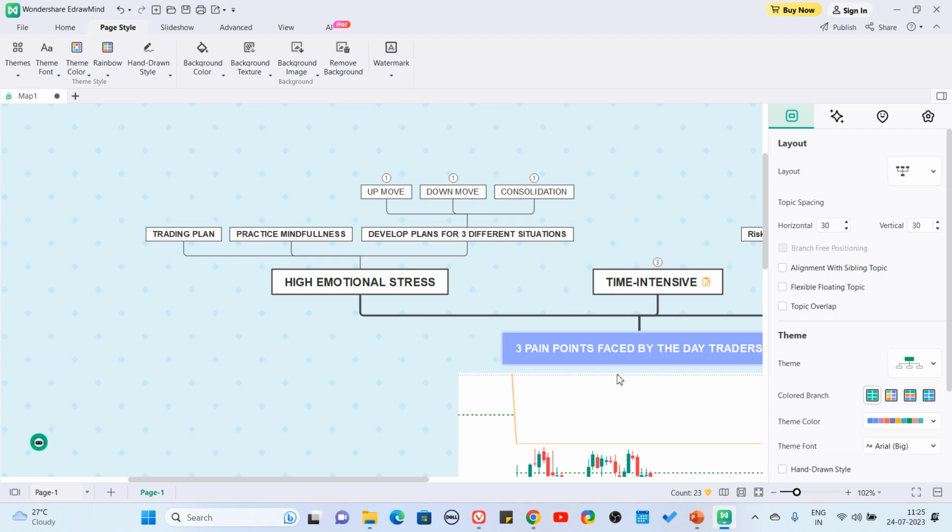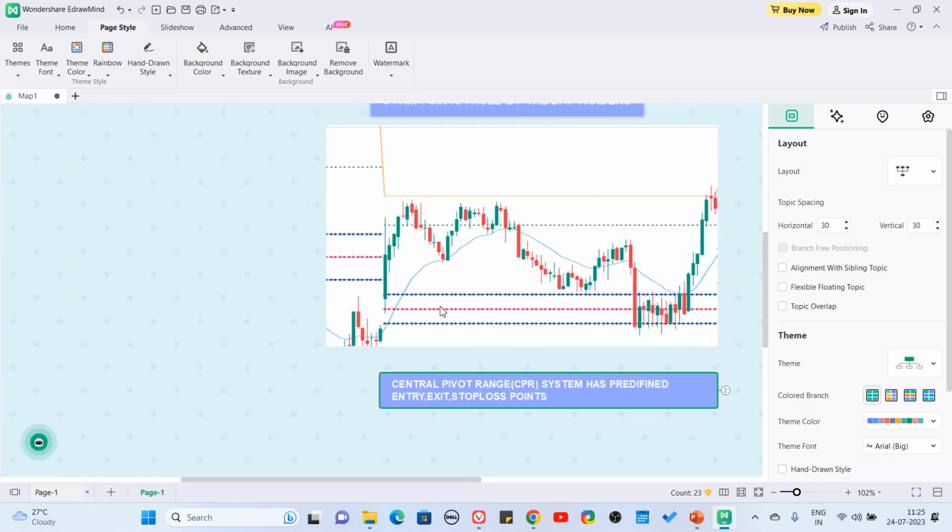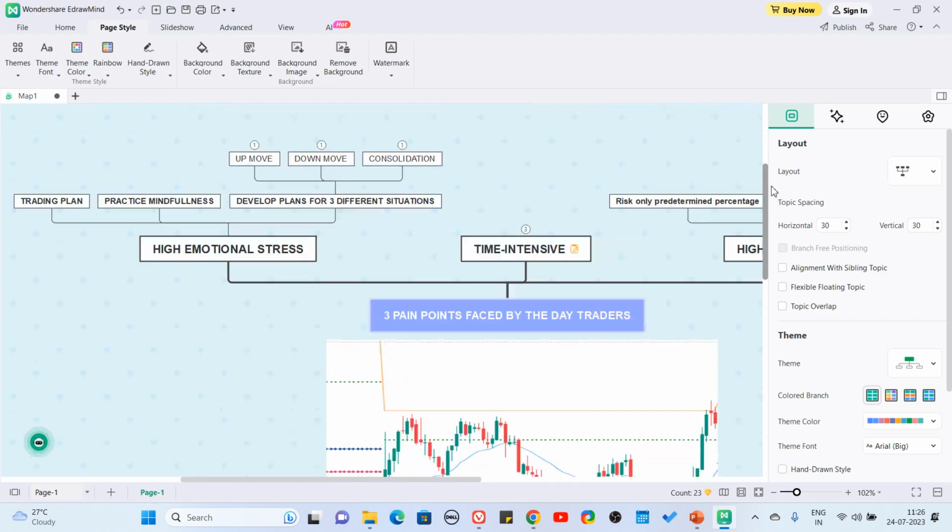Now what is the trading plan I am giving you? We have to enter at the CPR. This is one of the strategies in the CPR system. You have to enter at the CPR. Conditions apply: if the index is in an uptrend, you enter above the CPR. If the trend is a downtrend, you enter below the CPR. Okay, have the trading plan. Here the trading plan is you have to enter at the CPR. This will substantially reduce your emotional stress.